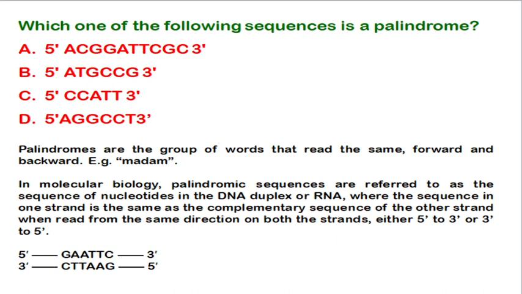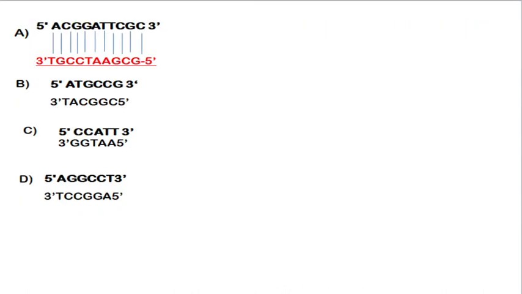In molecular biology, palindromic sequences are sequences of nucleotides in a DNA duplex or RNA, where the sequence of one strand is the same as the complementary sequence of the other strand when read in the same direction, either 5' to 3' or 3' to 5'. If you take this example sequence, reading 5' to 3' it is GAATTC, and reading the other strand 5' to 3', it remains the same, GAATTC. So this kind of sequence is called a palindromic sequence. Among the 4 sequences, we need to find which is a palindromic sequence.